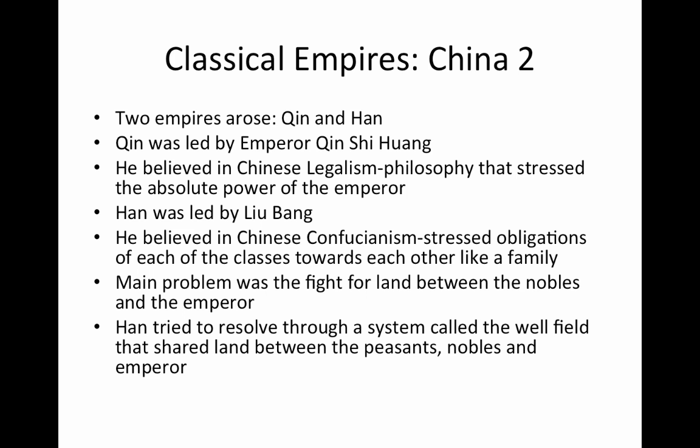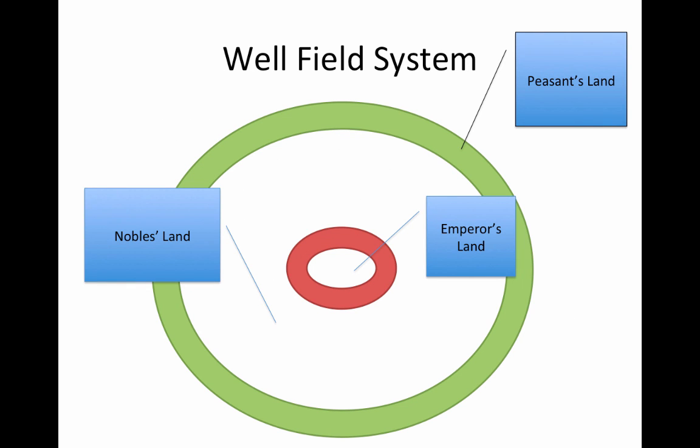So the main problem for both of these empires is going to be the problem of the fight for land between nobles and the emperor. The Han tried to resolve this through a system based upon Confucianism called the Well-field System. So here's what the Well-field System looked like. Now this is going to be extremely important for just being illustrative of one of the ways that China tried to solve its problems. So you notice here we have 3 circles.